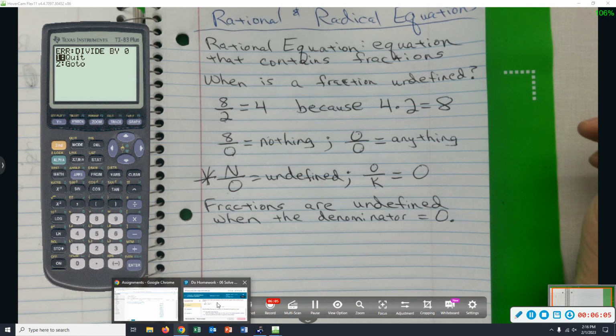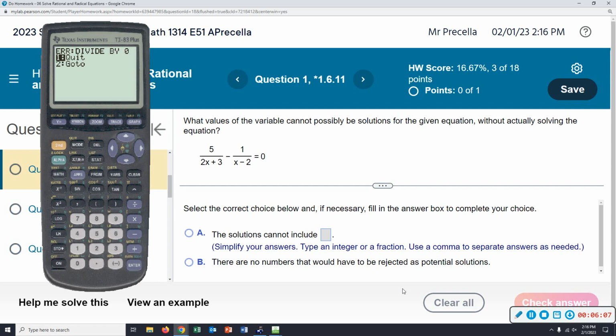So the first couple of problems in this assignment, they're just giving you equations, and they ask you what values of the variable cannot possibly be solutions for the given equation. You don't have to solve the equation.